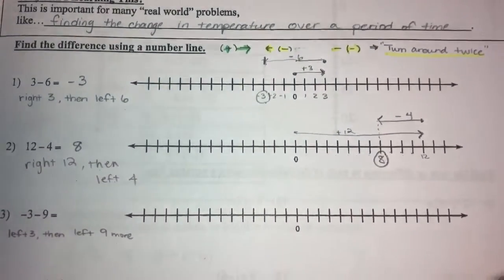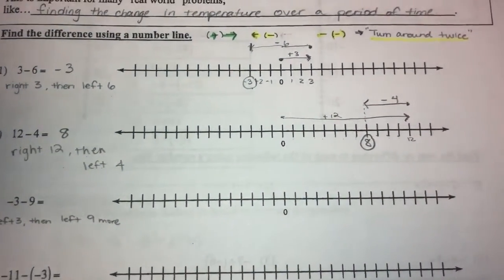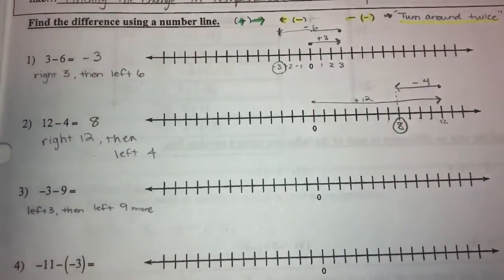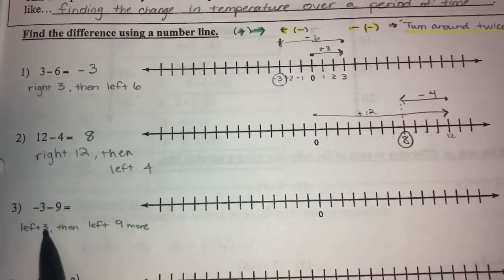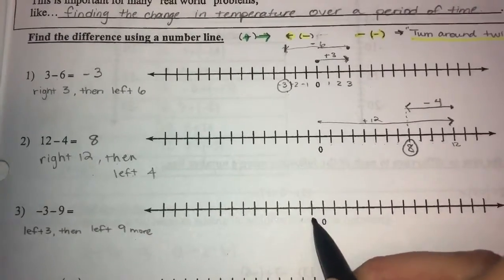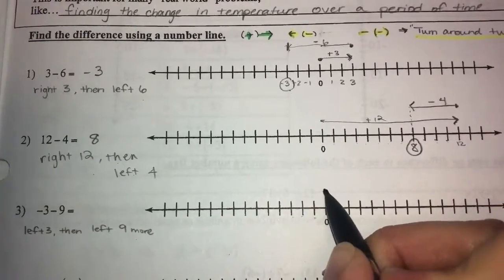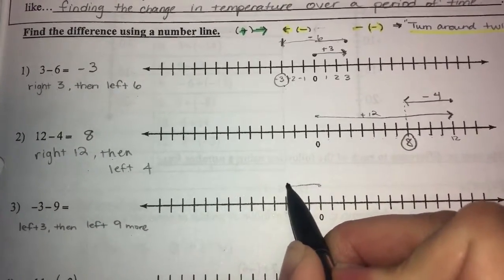Let's try the next one. Number 3 says negative 3 minus 9. And so since that's a negative 3, we're going to start going left 3. 1, 2, 3. So we start at 0, go left 3.